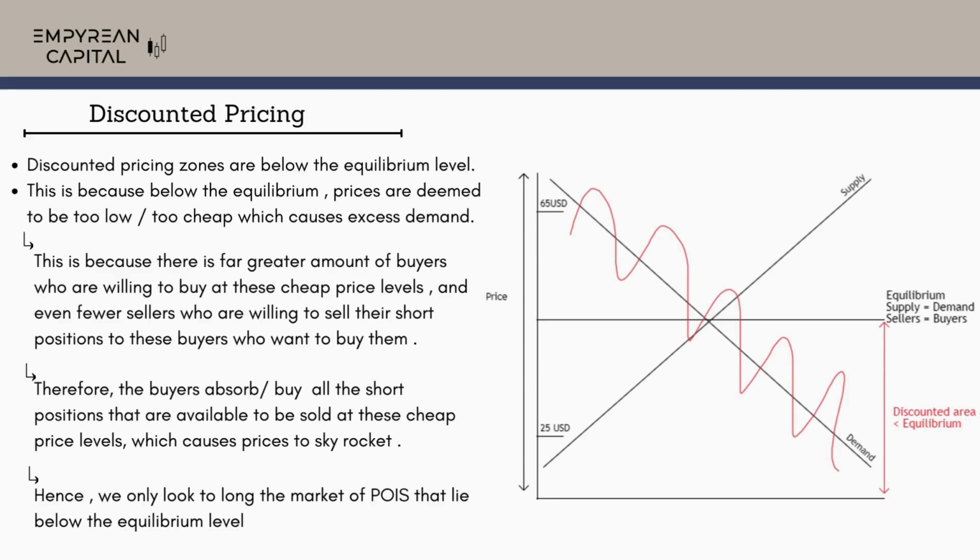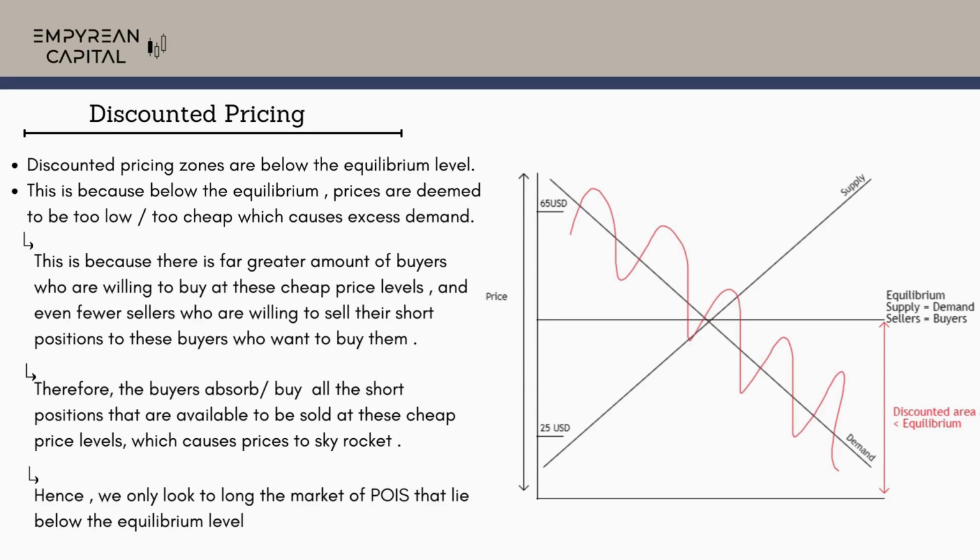So below the equilibrium, what we say is that the buyers absorb, or they buy all the short positions that are available to be sold at these cheap price levels, which causes prices to skyrocket. Because guys, what you have to remember is, although we have a limited amount of sellers below the equilibrium price level, because obviously prices are too low, there are still sellers who are still available and willing to sell their short positions to the buyers.